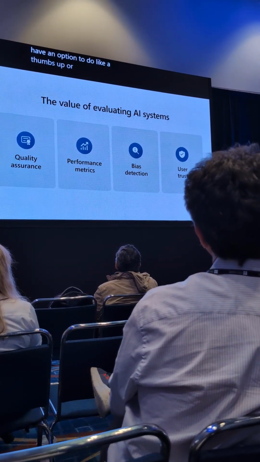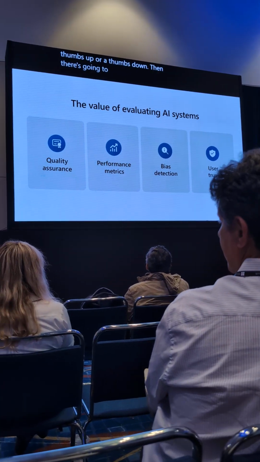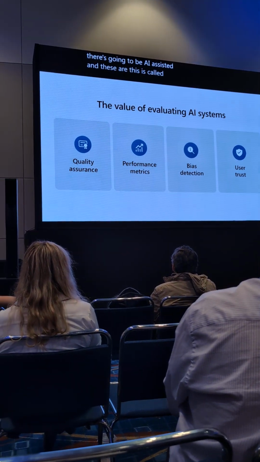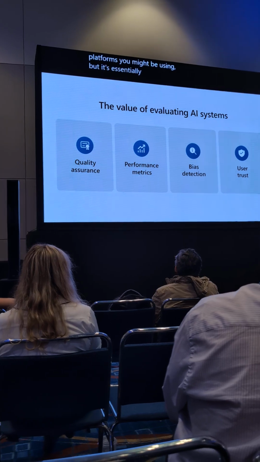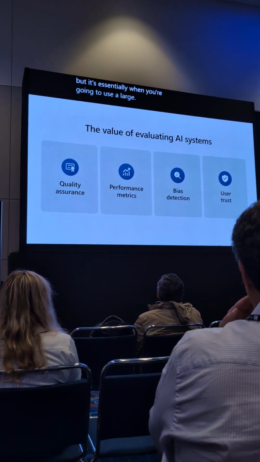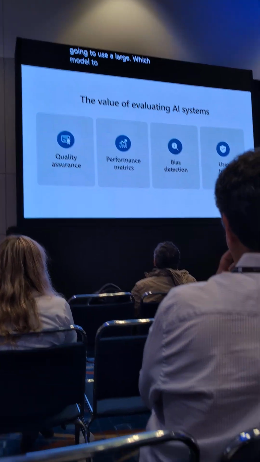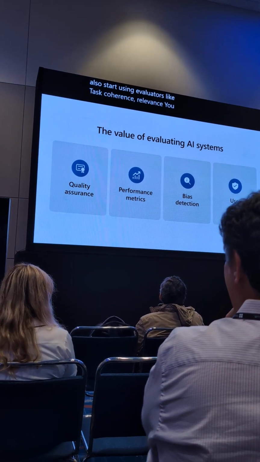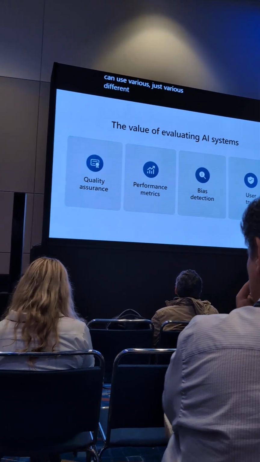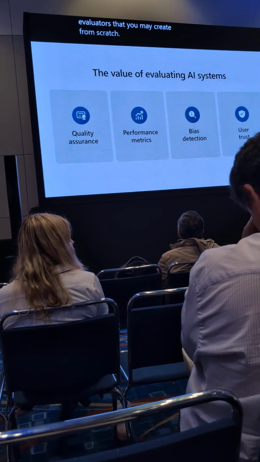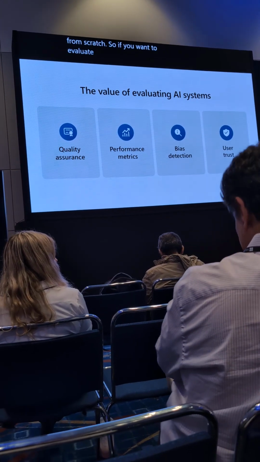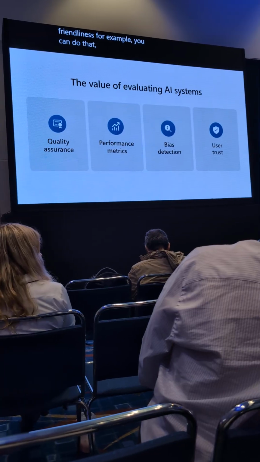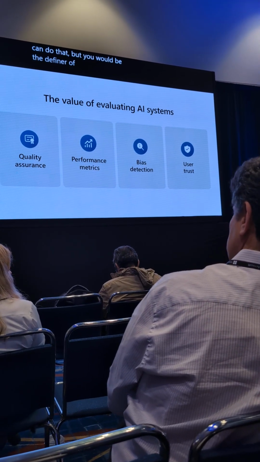Then there's going to be AI assisted, and this is called something different across platforms you might be using, but it's essentially where you're going to use a large language model to assess the generated output. And that's when you can also start using evaluators like task coherence, relevance. You can use various different evaluators, plus custom evaluators that you may create from scratch. So if you want to evaluate something like friendliness, for example, you can do that, but you would be the definer of what friendliness is. So you do have some options there.